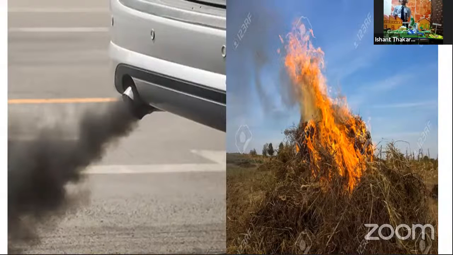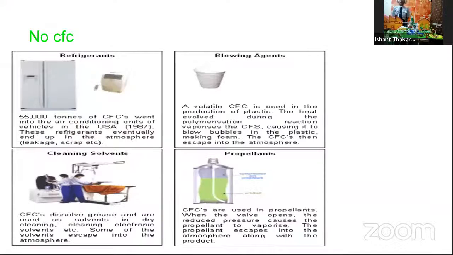Use less things which give off smoke like petrol and diesel cars, and we must not burn things like hay bales, trees, etc., because they produce more and more smoke which makes more and more heat. Next slide, please. No to CFC. The full form of CFC is chlorofluorocarbon. So where is CFC found? In refrigerants like air conditioners and refrigerators, blowing agents, propellants, and cleaning solvents. So how can we avoid them? We have to use non-CFC refrigerants, propellants and cleaning solvents. Next slide, please.